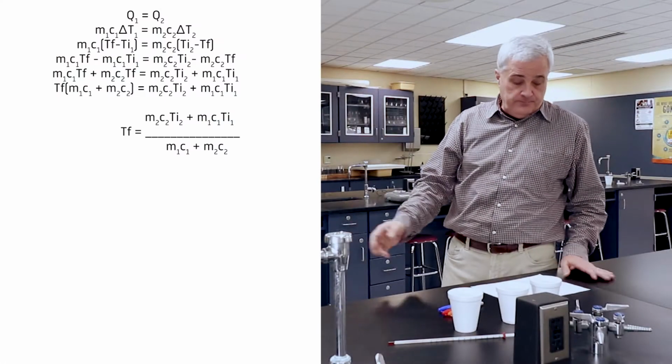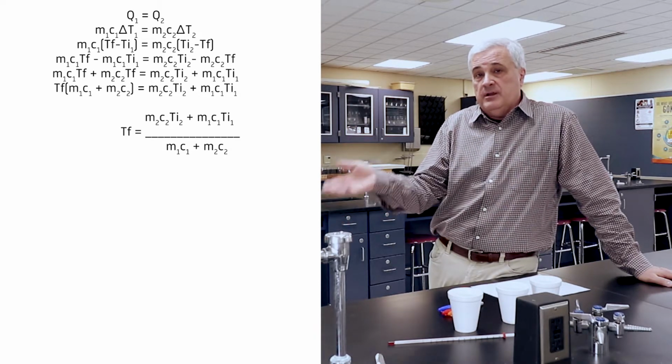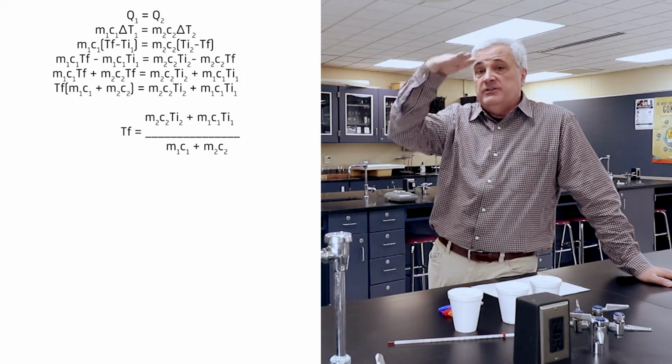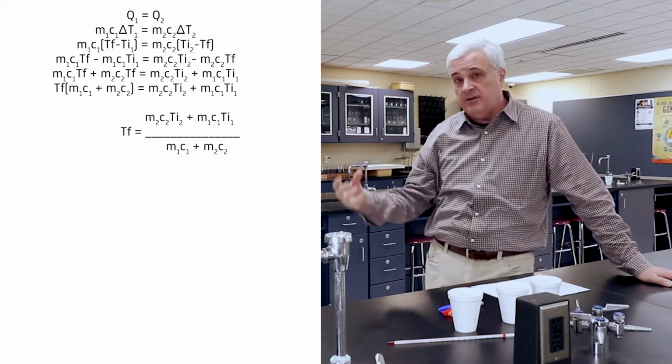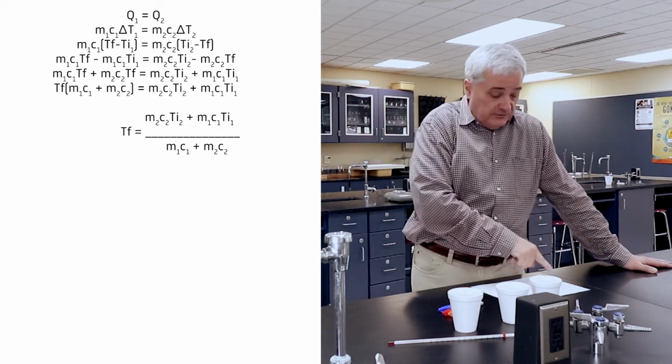Look at the math. MC delta T, so we've got the mass of the coffee and the mass of the creamer and the specific heat of the coffee and the specific heat of the creamer and the temperature change. The coffee starts at some temperature and it goes down, and the creamer comes out of the refrigerator and the temperature goes up. And what we're trying to do is get it to a final temperature.